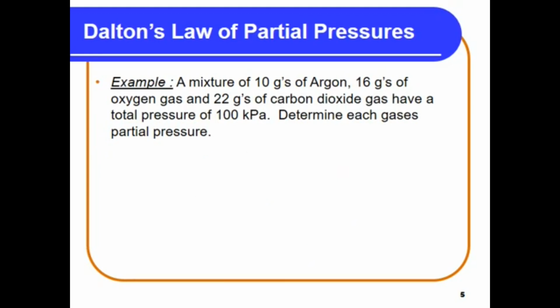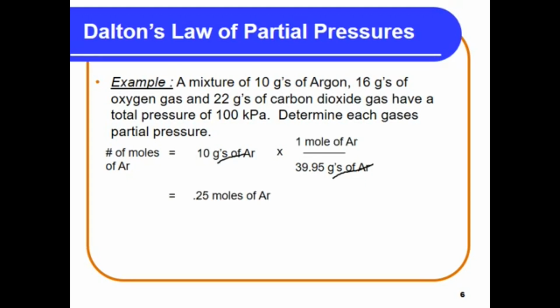So we've got a typical question here. We've got 10 grams of argon, 16 grams of oxygen, and 22 grams of carbon dioxide. And we're actually given our total pressure here as 100 kilopascals. We're going to want to find the partial pressures. So our first step is we're going to find the moles of each gas. So let's find the moles of argon. If we have 10 grams of argon, argon's molar mass is 39, so basically 40. You can cancel out the units, and you're left with about 0.25 moles of argon.